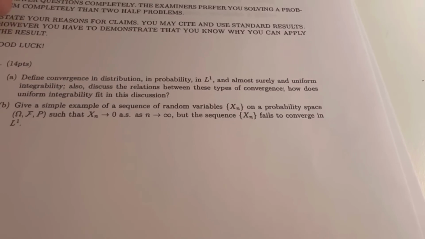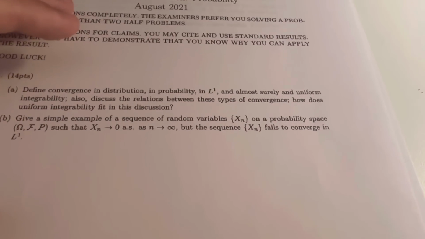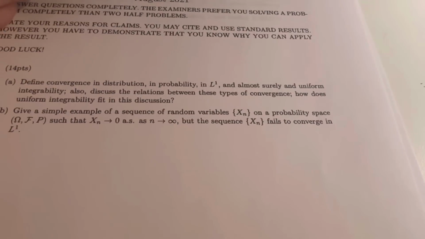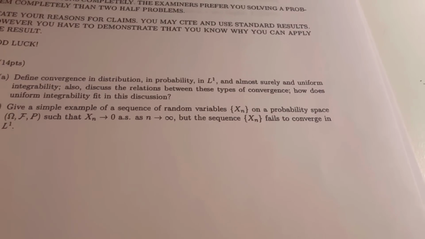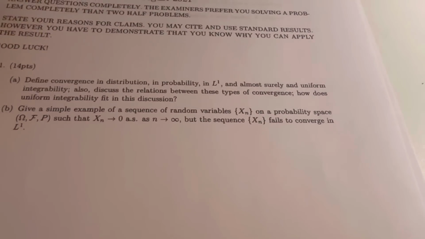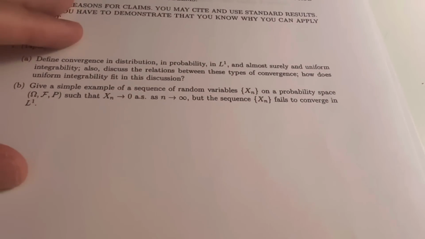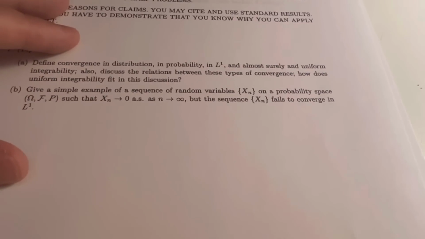I think they are asking you to say, okay, when do you have one and when do you not have the others? How does uniform integrability fit in this? I know that there are a few theorems that relate, under certain conditions, convergence in probability implies uniform integrability and vice versa, so they might be looking for something like that. I'm not entirely sure.